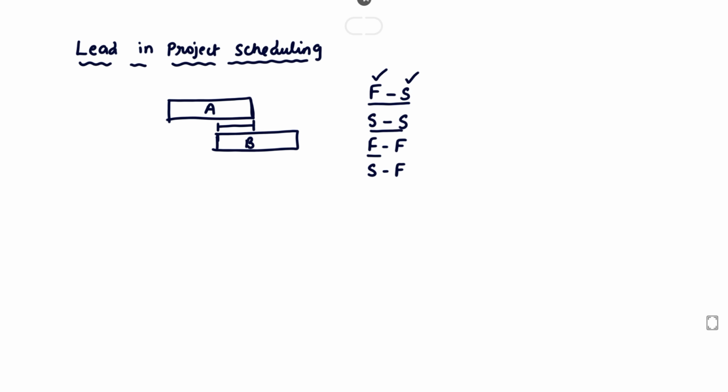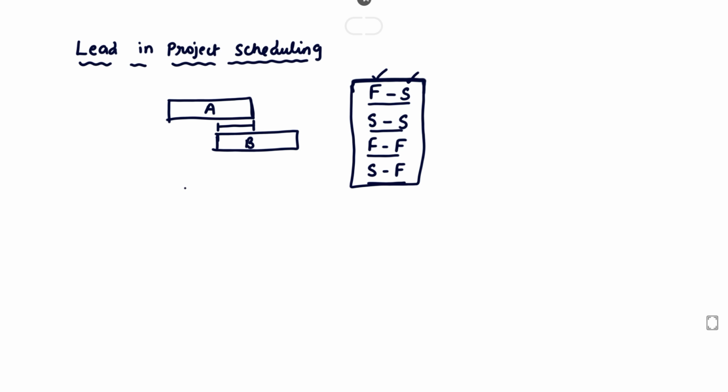Then finish to finish: the activities start independently, but both activities finish at the same time, so that is called finish to finish. Next is start to finish. Whenever the second activity finishes, then the first activity will be started, so that is called start to finish. These terms are most important to understand what the lead and the lag are, and what the relationship is between the two activities.